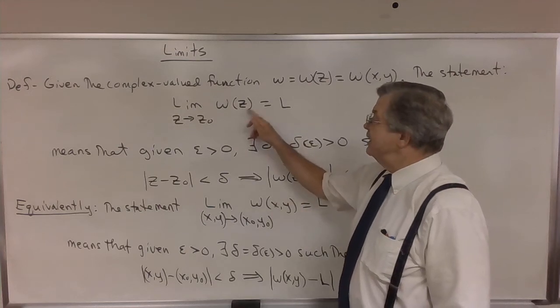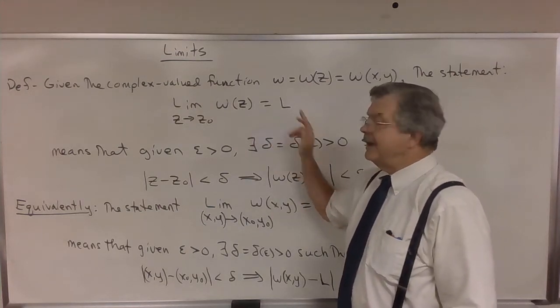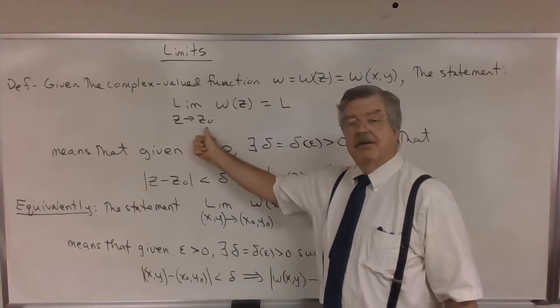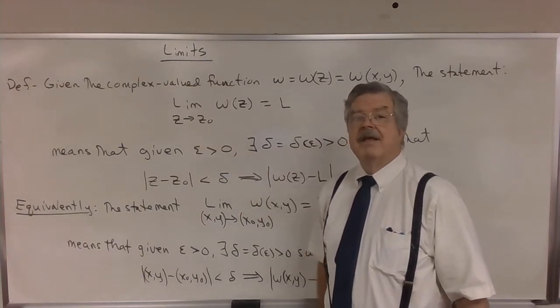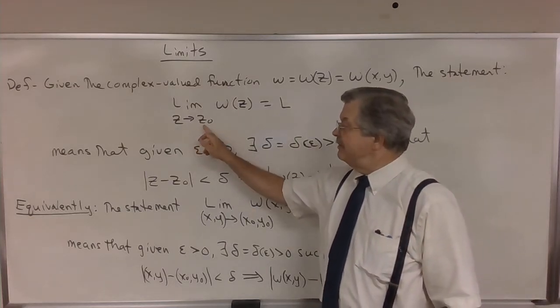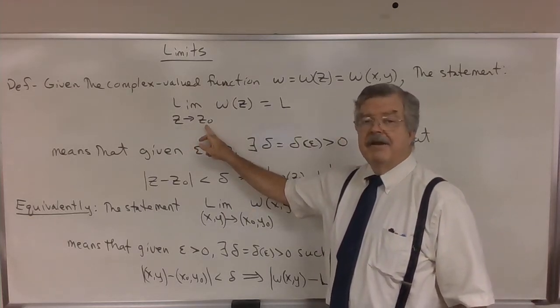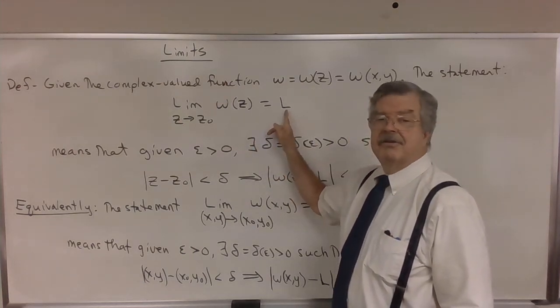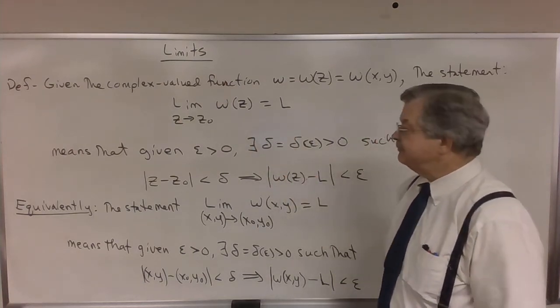If W of Z isn't as close to L as we would like, no problem. We'll just make Z a little bit closer to Z naught. And if that still doesn't solve the problem, we'll make Z even closer to Z naught. And eventually that will force W of Z to be as close to L as we want.